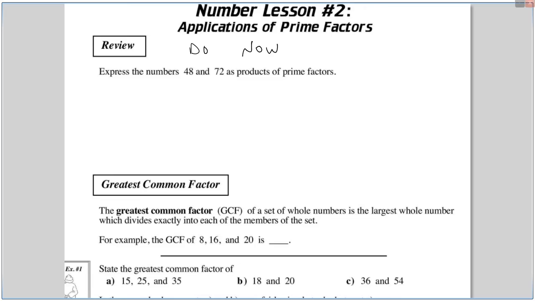Okay, so here we go. I want you to try to write 48 and 72 as a product of primes. This is called prime factorization. You have two choices. You can use a factor tree, or you can use a division table. So do this now and then double check with me as you work. What's up, Jack?